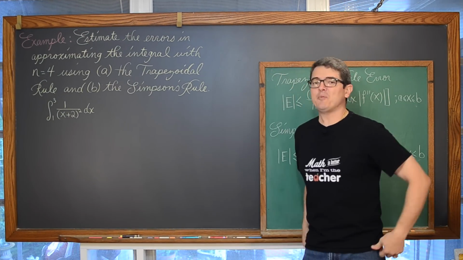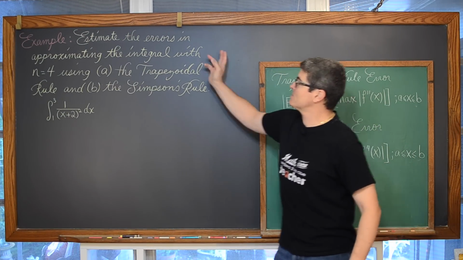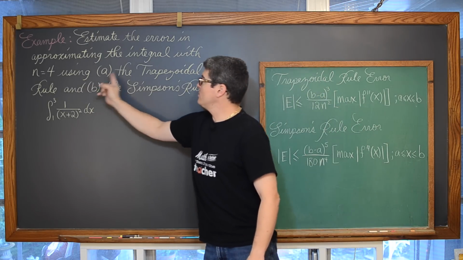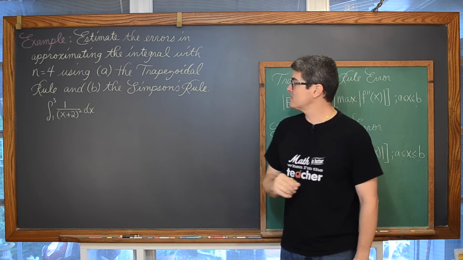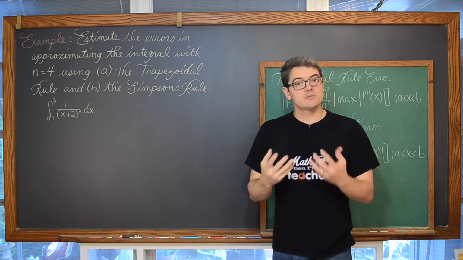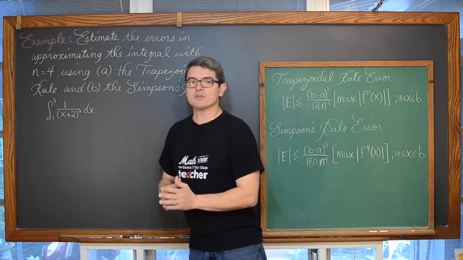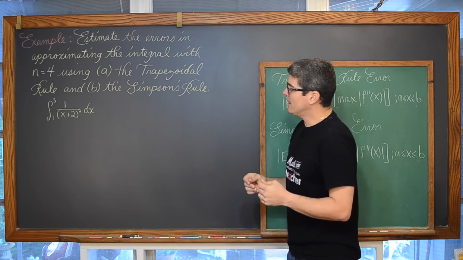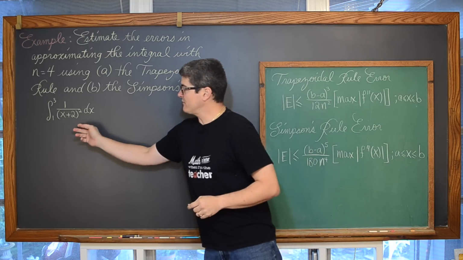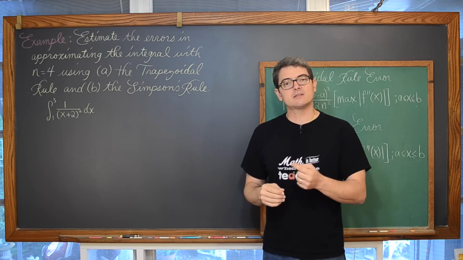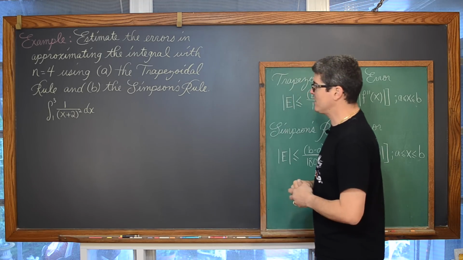For our first example, we are going to estimate the errors in approximating a definite integral with n equals 4 using the trapezoidal rule and Simpson's rule. We're not going to be estimating this definite integral, which, by the way, we could do with the first fundamental theorem of calculus. But if we were to estimate it with trapezoidal or Simpson's, what would be the maximum possible or expected error from those approximations?